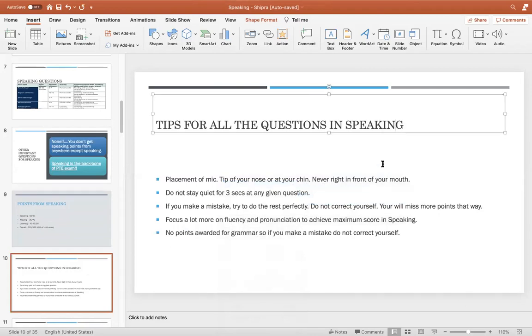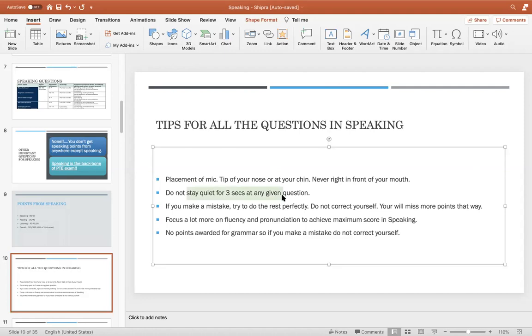Now, this was the tip that I was giving yesterday, about what things are important when you're attempting your speaking module. First is the placement of the mic, which should be at the tip of your nose or at your chin. This is the most important. Next, never stay quiet for 3 seconds, because if at any point you stay quiet for 3 seconds, the microphone stops recording, so your answer will not be recorded and you'll get zero for that question. Never correct yourself in speaking. If you have said something wrong, that's fine, just move on. But if you go back and correct yourself, even one particular word, you will miss more points than required.